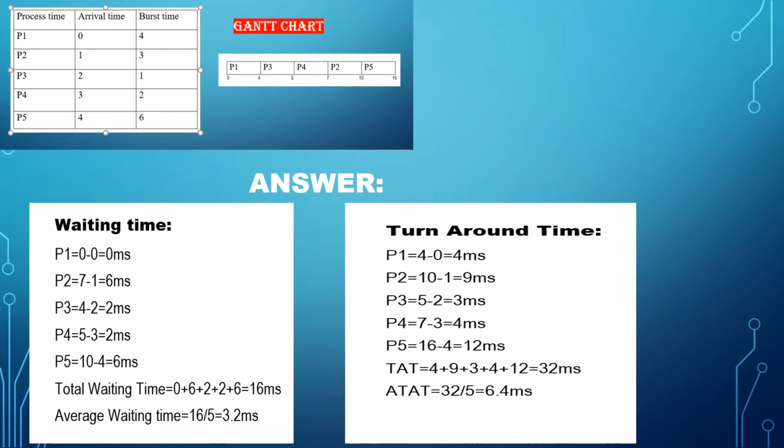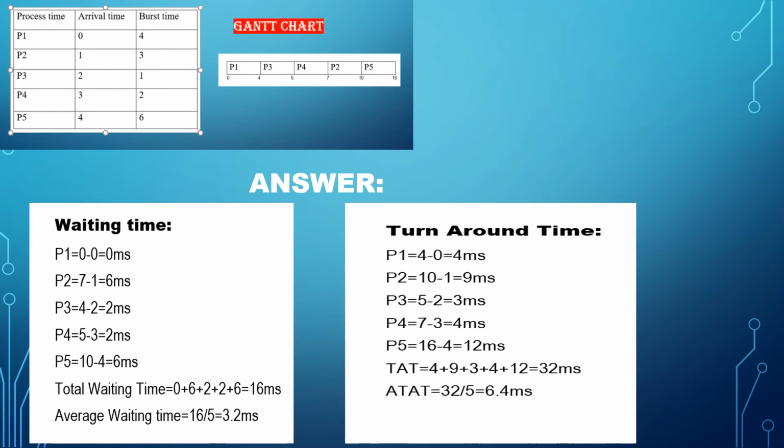So I have kept this for reference. So let us see how to calculate waiting time and turnaround time. For the process P1, the waiting time is 0 minus 0, that is 0 milliseconds, because P1 has not started any process. For the process P2, the waiting time is 7 milliseconds, and the arrival time is 1 millisecond. So our waiting time is 6 milliseconds.